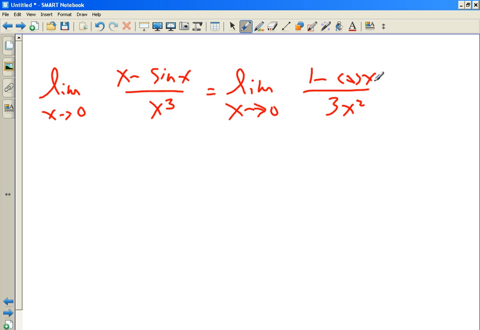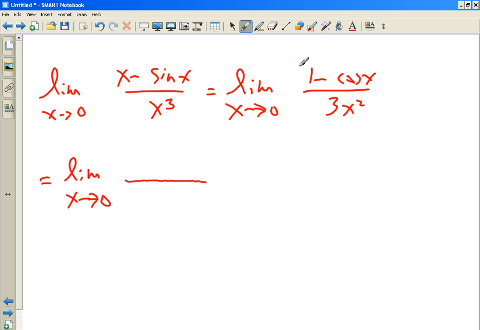It's still 0 over 0. Cosine of 0 is 1. 1 minus 1 is 0. 0 squared is 0 times 3 is 0. You got 0 over 0. Do it again. Until it changes from 0 over 0. When it changes, it might be undefined, some 5 over 0 maybe, or you'll get an answer.